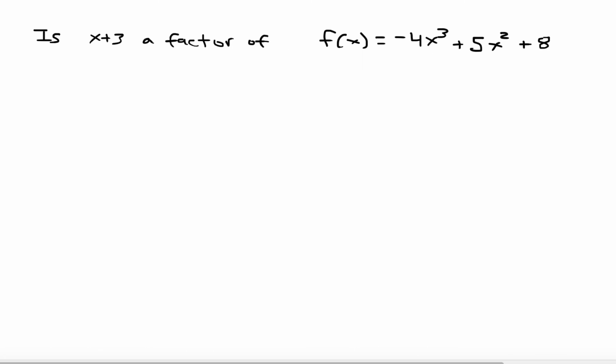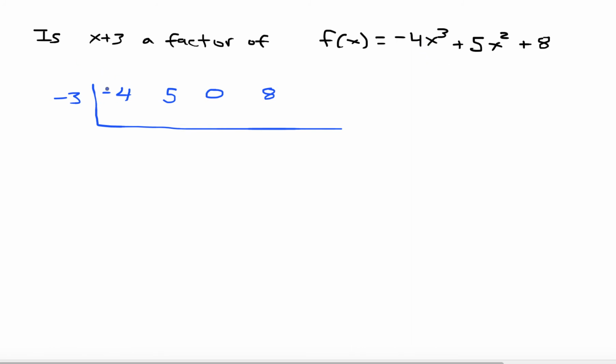So let's go ahead. We'll do synthetic division because we're dividing by a linear factor, so we'll divide by negative 3 here. Then we'll write out the coefficients of the polynomial. We've got negative 4x cubed plus 5x squared. You notice there's no x term here, right? So I want to put a 0 in the place of that x, and then we'll put the 8 there. Remember, these four numbers represent the coefficients of this third degree polynomial.